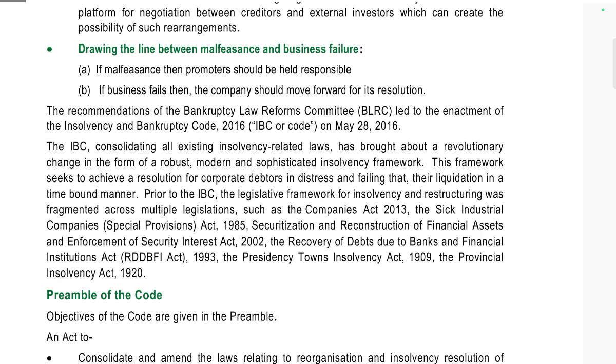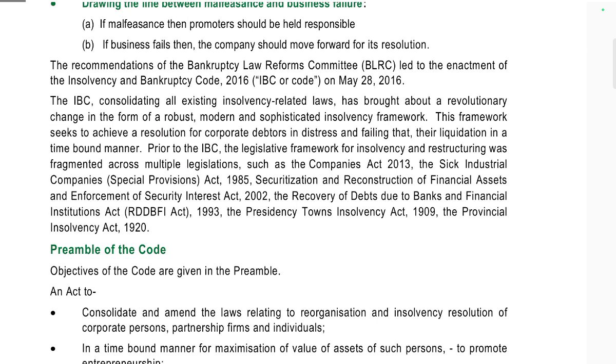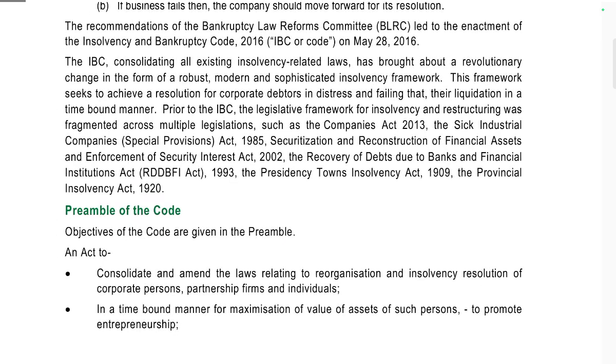The recommendation of the Bankruptcy Law Reform Committee led to the enactment of the Insolvency and Bankruptcy Code, 2016, on 28th May 2016. The IBC consolidated all existing insolvency-related laws and has brought about revolutionary changes in the form of a robust, modern, sophisticated insolvency framework. The framework seeks to achieve resolution for corporate debtors in distress and failing debt, or liquidation in a time-bound manner.